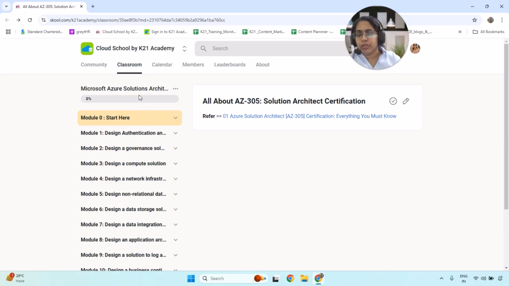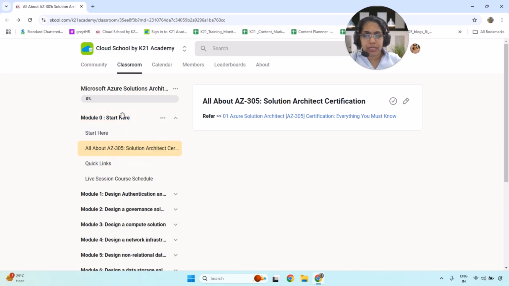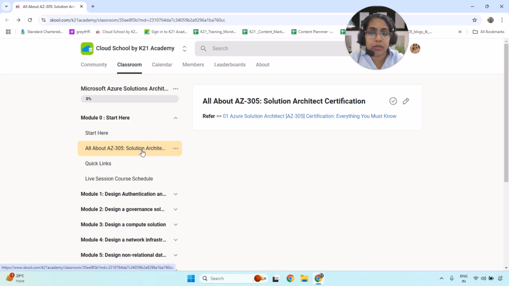So when you go inside this particular course, you can see we have a module 0 which talks about the start here module. Let me just expand this and let me show you what I mean. Over here, the second thing which you can see is all about AZ-305. So if I click on it, I'm going to discuss what this all about means. First, let me give you an idea about this all about AZ-305, which is Solution Architect certification.